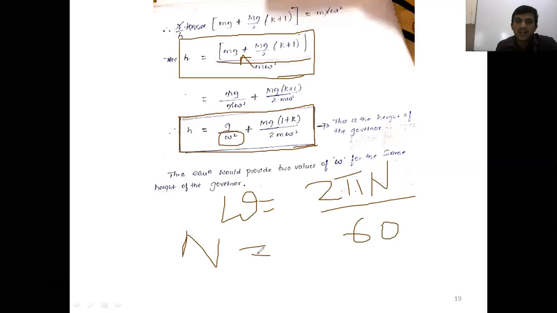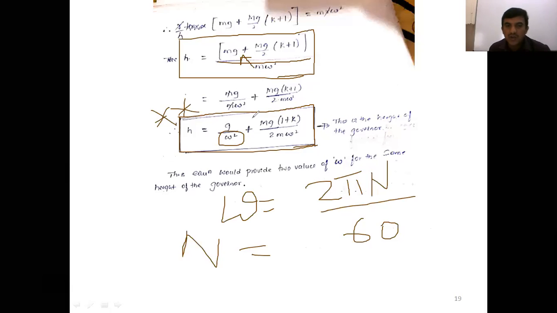So read the question. They may ask for the derivation for the height of the governor or the speed of the governor. If they ask for the height of the governor, you derive only up to this. That's enough. If they ask for the speed of the governor, then we substitute, take omega square common, take omega is equal to 2 pi n by 60, then you express the value of n in terms of the equation. Clear?